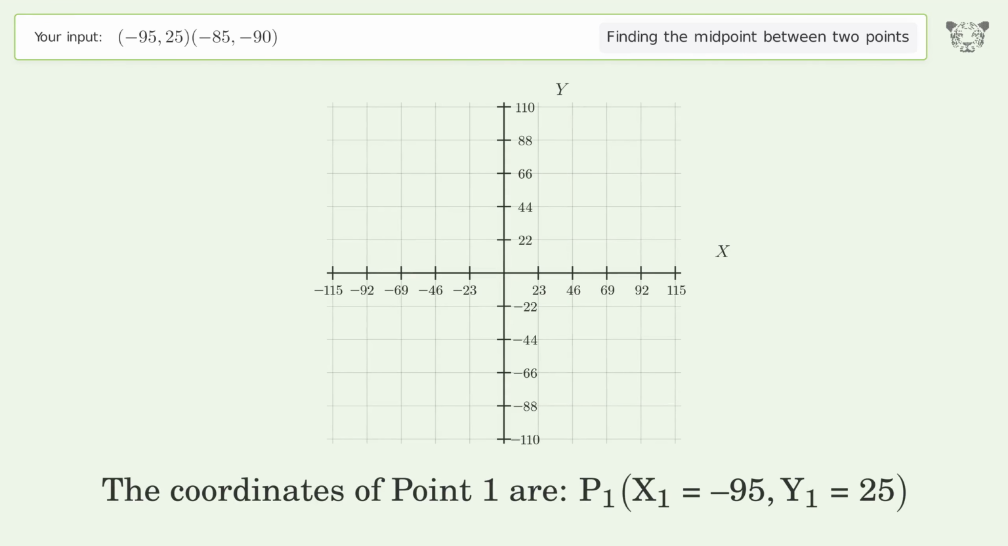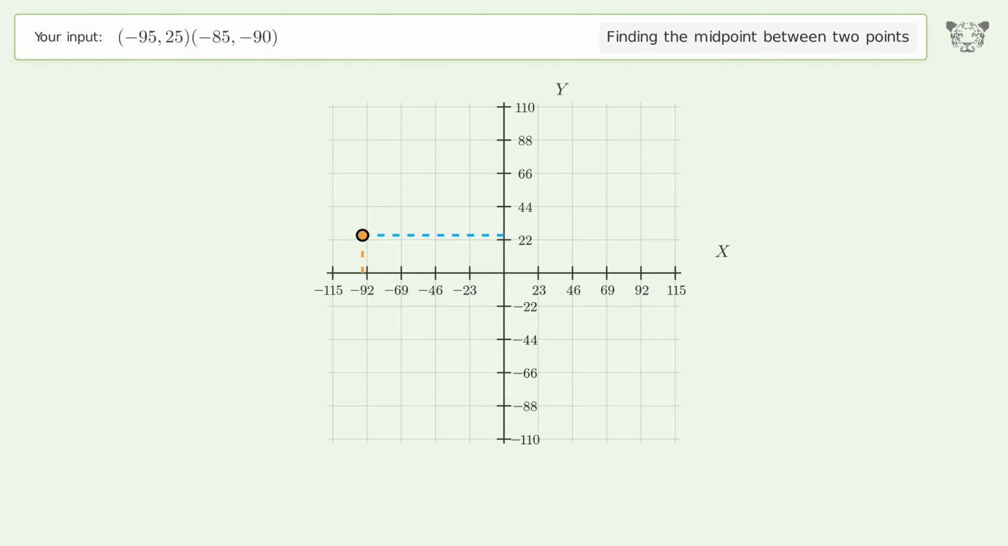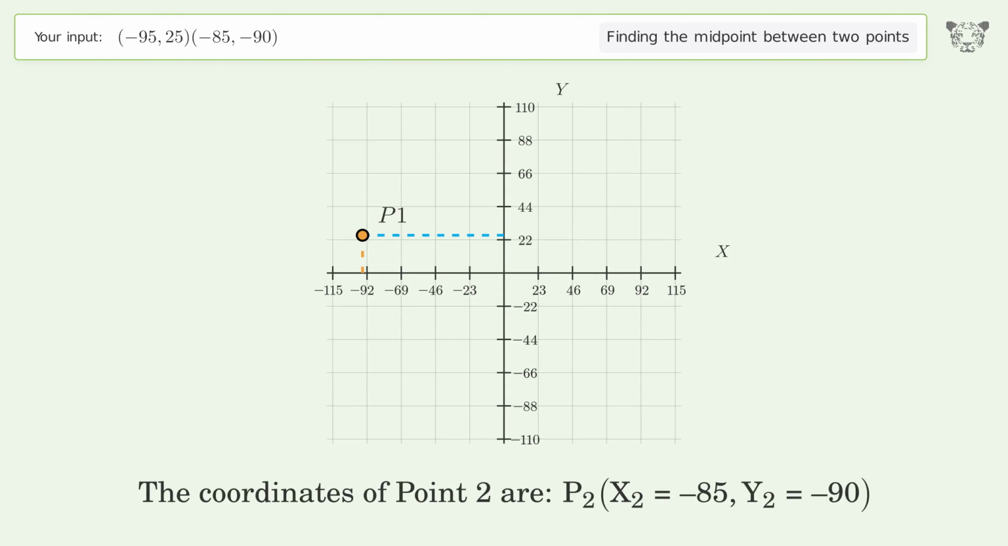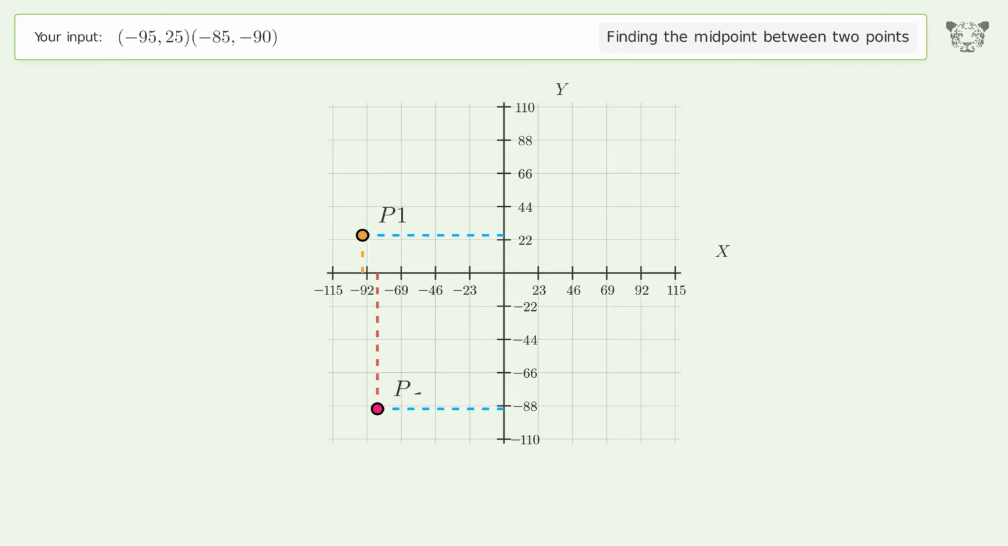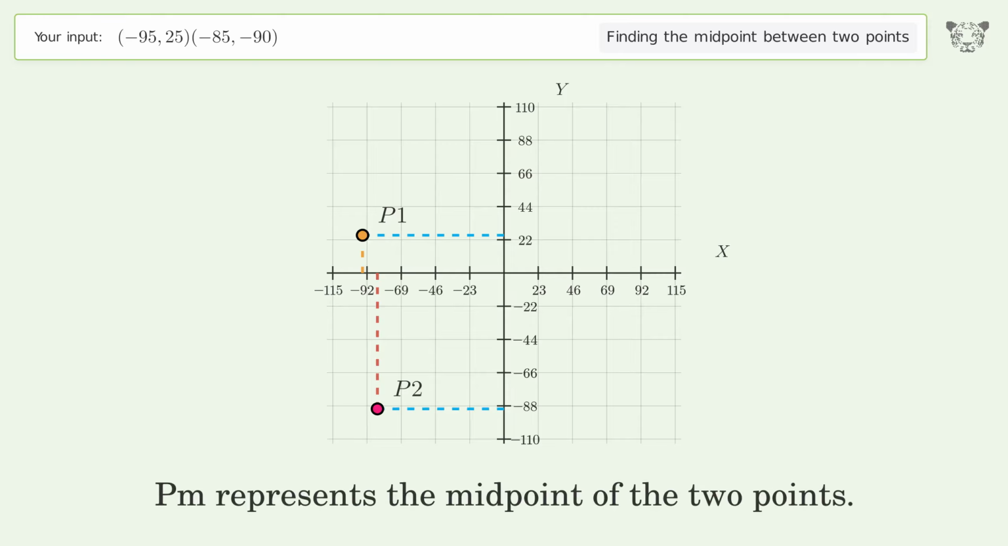The coordinates of point 1 are, x1 equals -95, y1 equals 25. The coordinates of point 2 are, x2 equals -85, y2 equals -90. PM represents the midpoint of the 2 points.